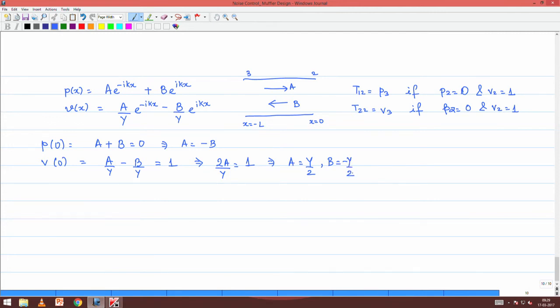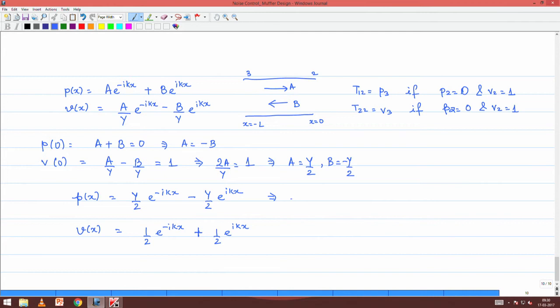So, with this as A and B, we would get P of x as Y by 2 e to the power minus I k x plus minus Y by 2 e to the power I k x, and V of x is going to be half e to the power minus I k x plus half e to the power I k x, right. I am replacing A as Y by 2 and B as minus Y by 2. Since B is minus, the sign of the expression is flipped in the second term.